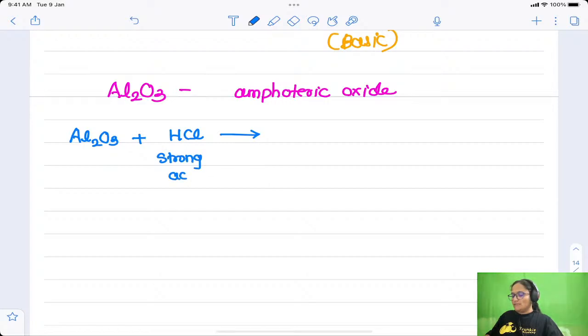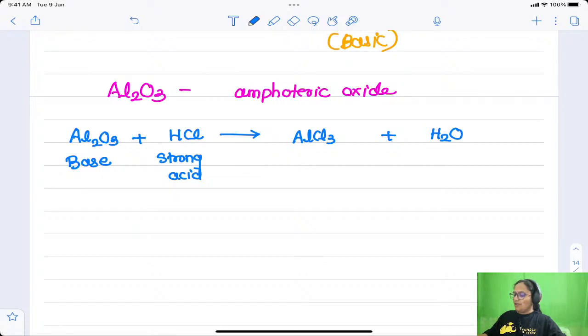Amphoteric oxide has a specific nature. When they are treated with a strong acid, they will act as a base. And when they are treated with strong bases, they will act as an acid, exactly according to the nature. So acid plus base, this is the neutralization reaction. We will get AlCl3 plus H2O, salt plus water, right? AlCl3 is a salt, aluminum chloride.